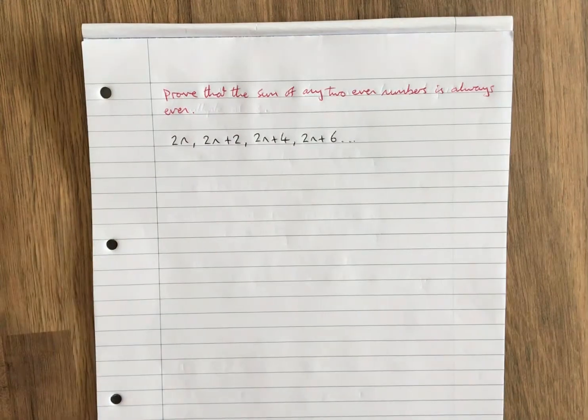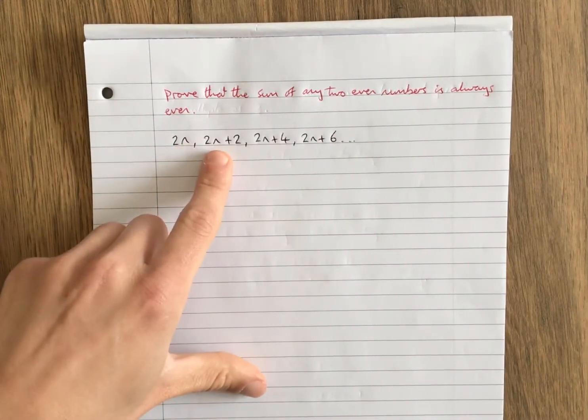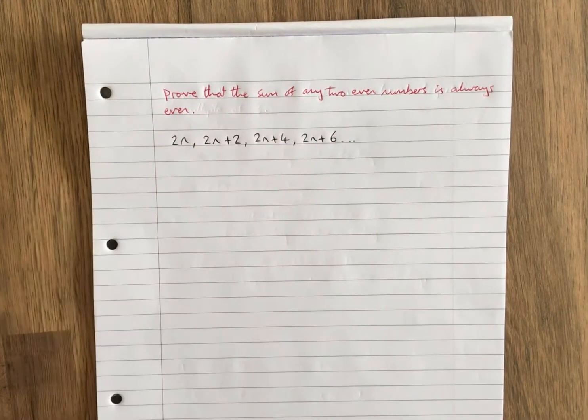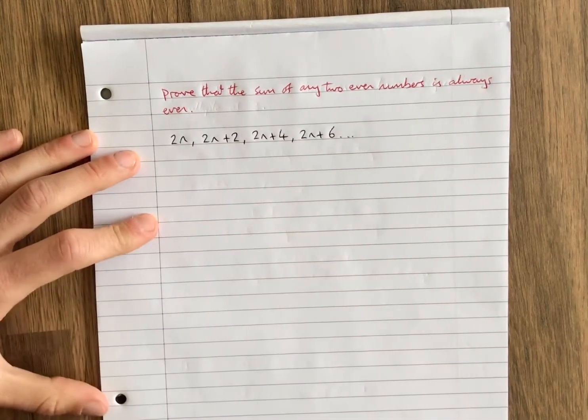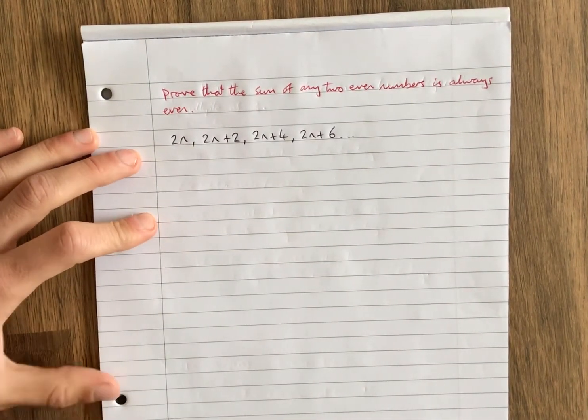Because it says any two even numbers. We could choose 2n and 2n plus 2. We could choose 2n and 2n plus 4. It doesn't matter. Any two even numbers. For this, I'm going to choose the first two even numbers here, the first two consecutive even numbers.